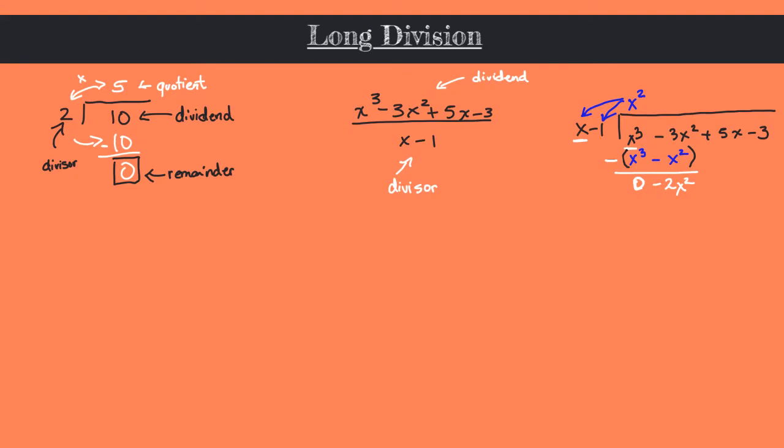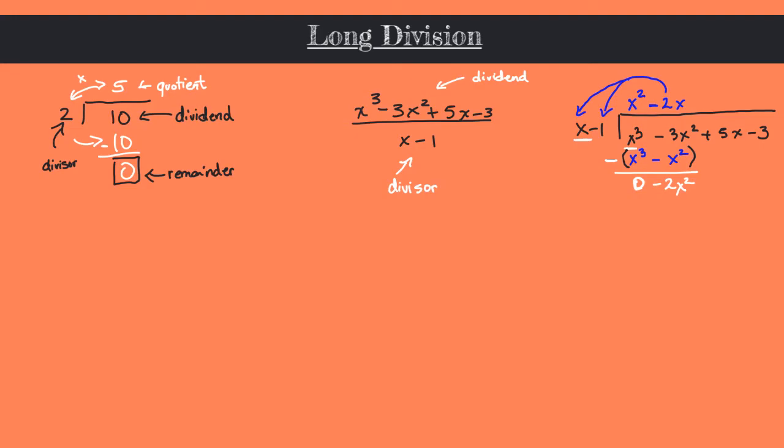Now, we're going to start that process all over again. Okay? We're going to go ahead and divide our negative 2x squared by the first term of our divisor. Negative 2x squared divided by x is going to be negative 2x. And then from there, you multiply that negative 2x by both terms in your divisor. And that answer is going to go below that line that we stopped at, which is below our dividend.